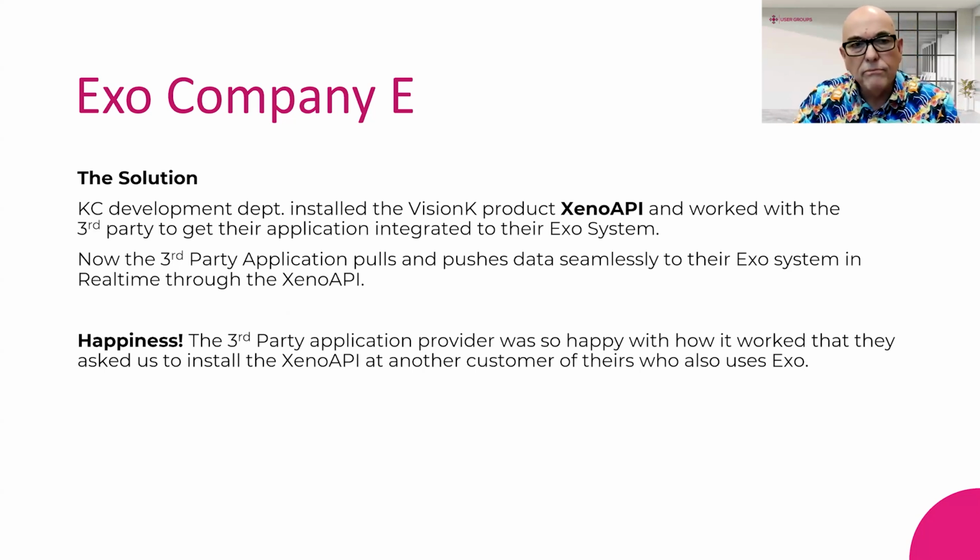But there's a great Kilimanjaro product, branded Vision K, which is Zeno API. And this product actually has the ability to work between the two. If you've still got Exo on the ground and a cloud application you want to go to, it can push and pull the data, as it says there, between the two, and happy days, we carry on. And they were so happy with that, they took it to another customer, because that's happening all the time, where you're getting this hybrid situation.